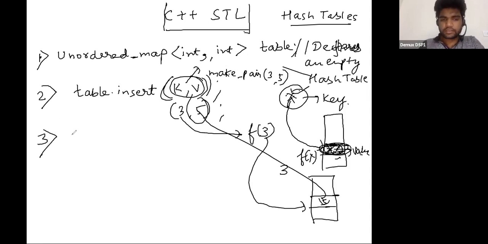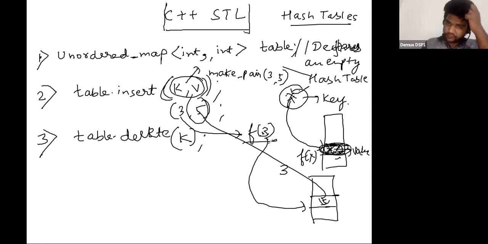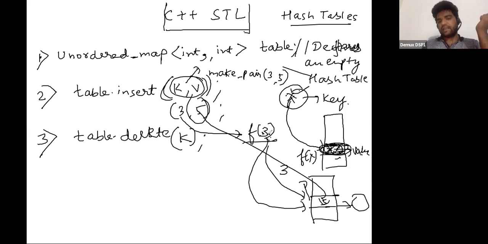If you want to delete, you could just do table dot delete and the key. So you want to delete 3, you can simply do table dot delete 3. It will go to f of 3 and then do open addressing or chaining, depending on the implementation, and find the exact place where 3 is, and then it will delete the value 5 from there also. So this is table dot delete.